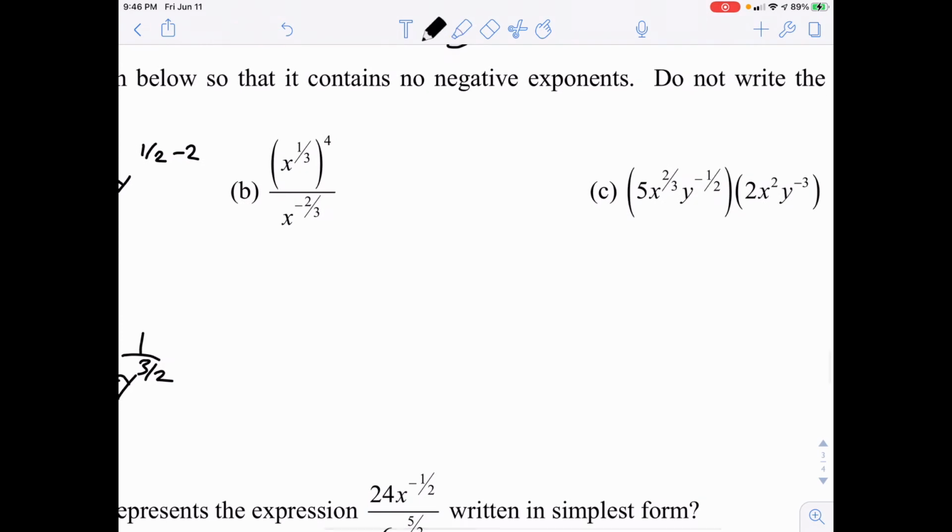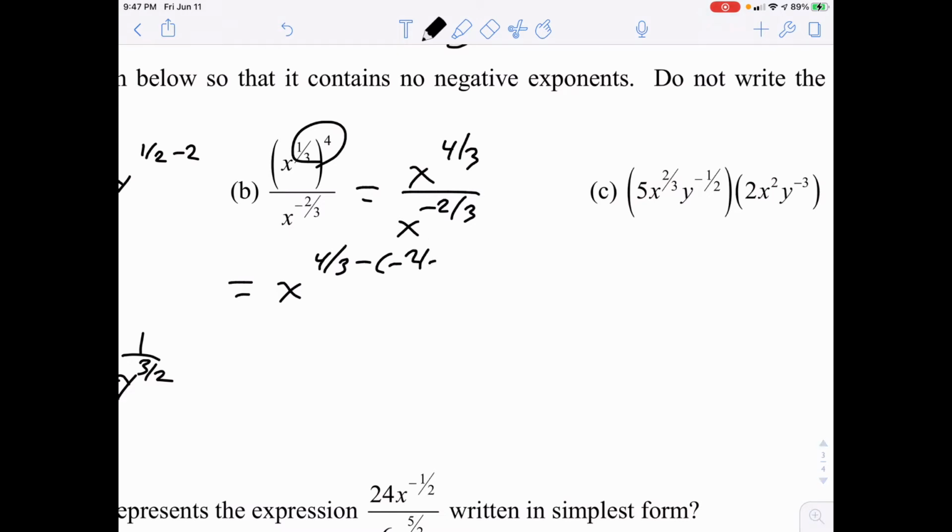Letter B, let's take that and apply the property where we multiply. Power to a power, we multiply. So this is x to the 1/3 times 4, or x to the 4/3 over x to the negative 2/3. Well, that ends up becoming x to the 4/3 minus a minus 2/3. Minus minus is a plus, so this is 4/3 plus 2/3, which becomes x to the 6/3. 6 divided by 3 is 2. This becomes x squared.